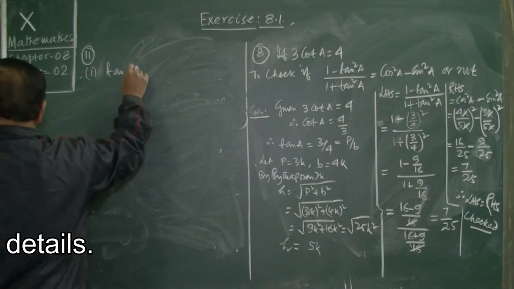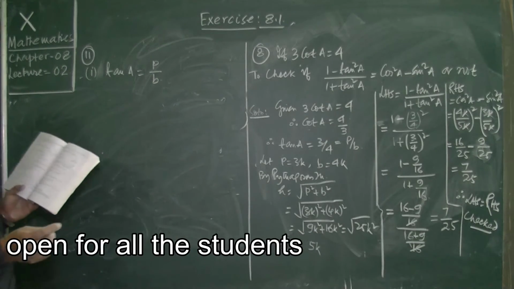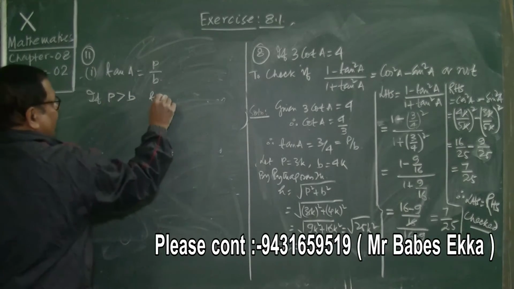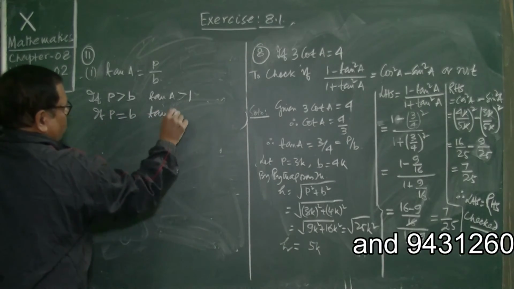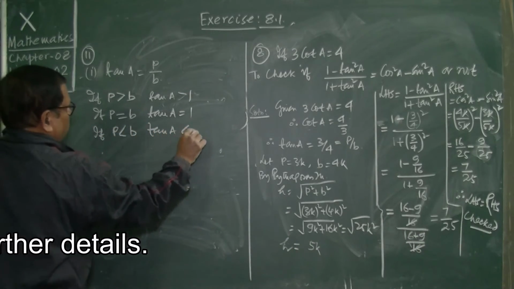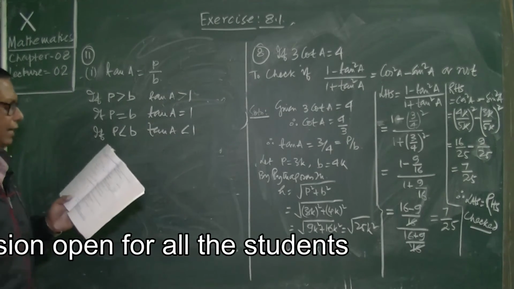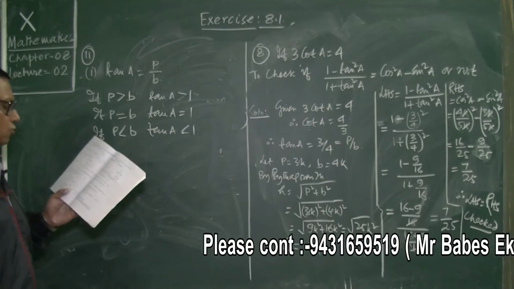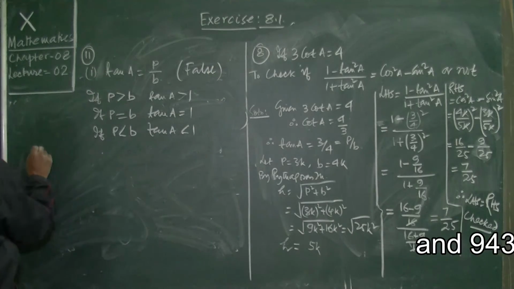How will you justify this one? Tan A is equal to P by B. Now if P is greater than B, then tan A will be greater than 1. If P is equal to B, tan A will be equal to 1. If P is smaller than B, tan A will be smaller than 1. So what is our finding? The value of tan A can be greater than 1, it can be smaller than 1, and it can be equal to 1. So the statement that the value of tan A is always less than 1 is false. This statement is false, and this is the justification part.